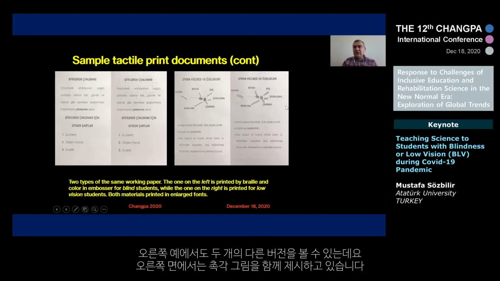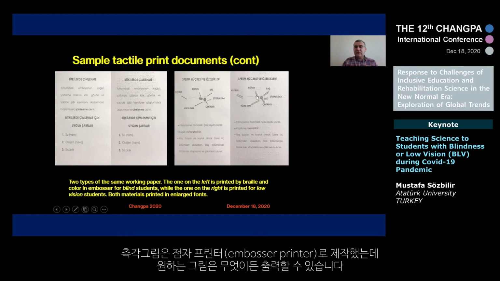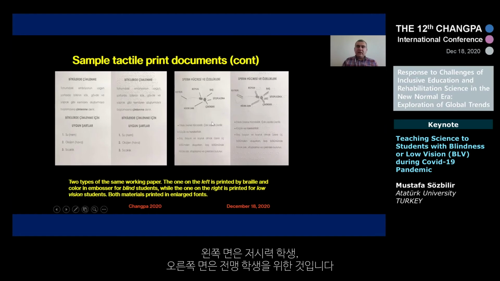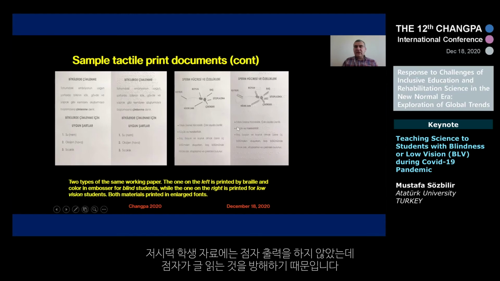These diagrams are printed with a printer which is called an embosser printer. It can also print everything else. You have the drawings on this one. The left one is suitable for the low vision students, and the right-hand one is suitable for the blind students. We didn't give the low vision students the Braille printed materials because it makes it hard for them to read the normal text.